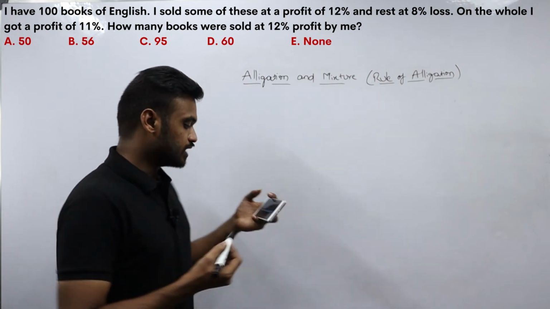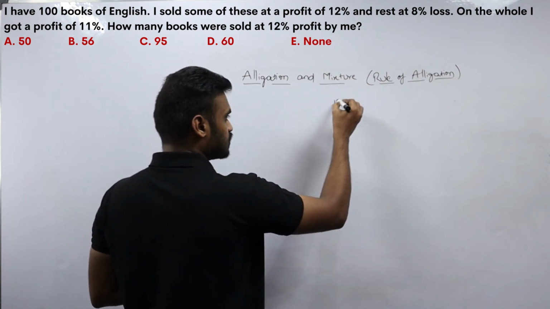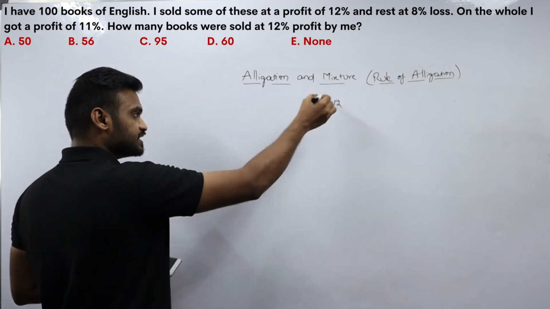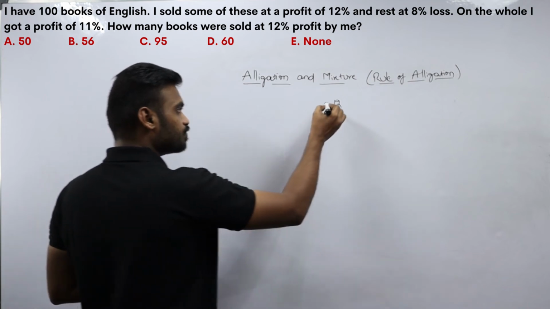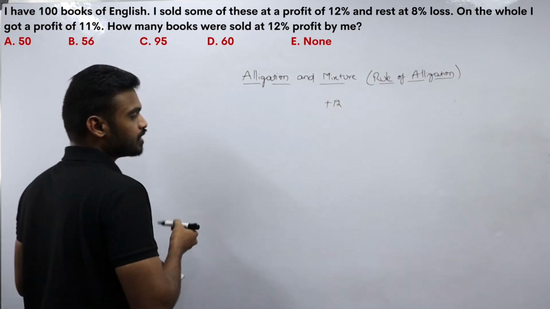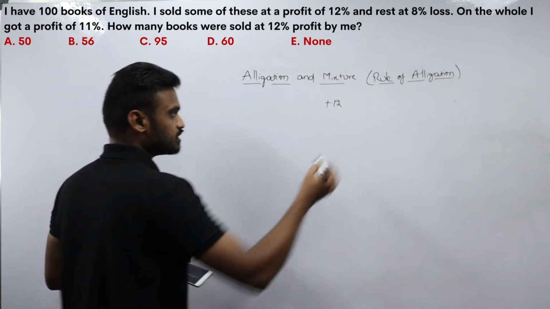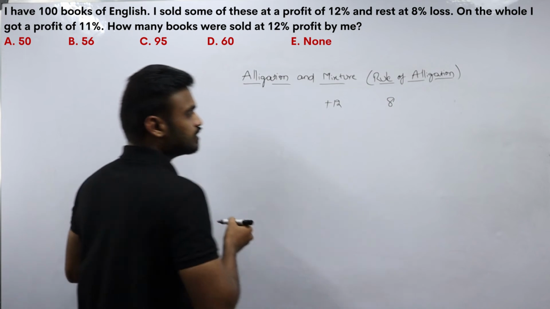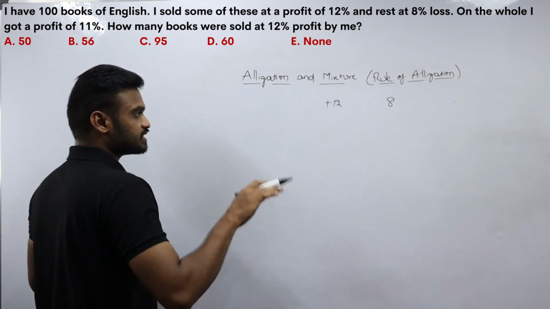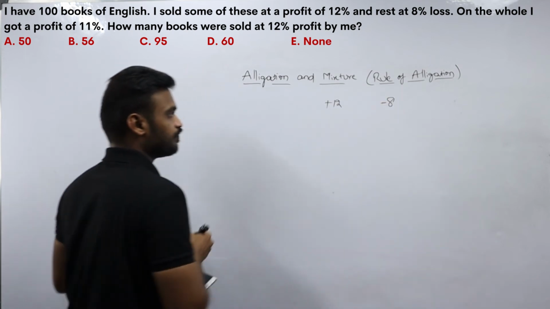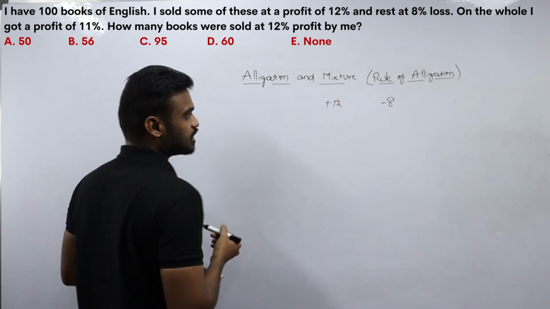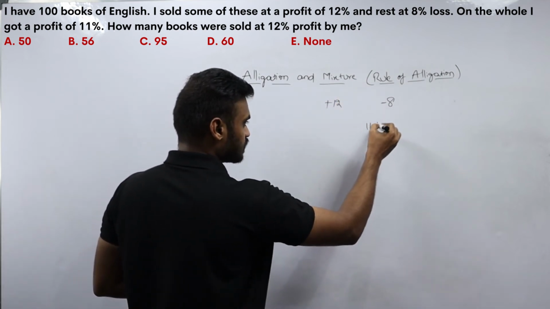See here, I sold some books at 12% profit. Since it is profit, it is increasing the money by 12%, right? So I am giving a positive sign to this 12%. And also, some of the books at 8% loss. 8% loss in the sense it is decreasing the money by 8%, so I am giving a negative sign to this 8%. And also, on the whole, he got a profit of 11%.